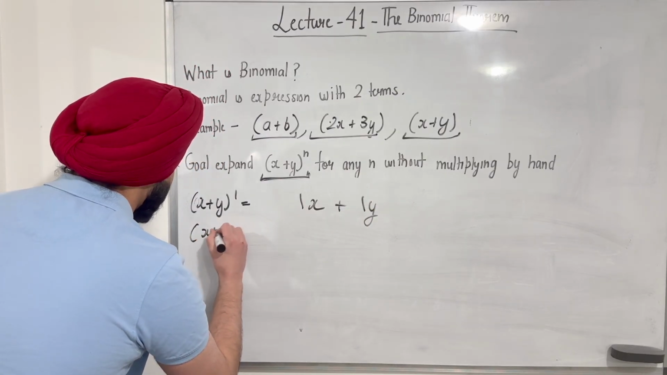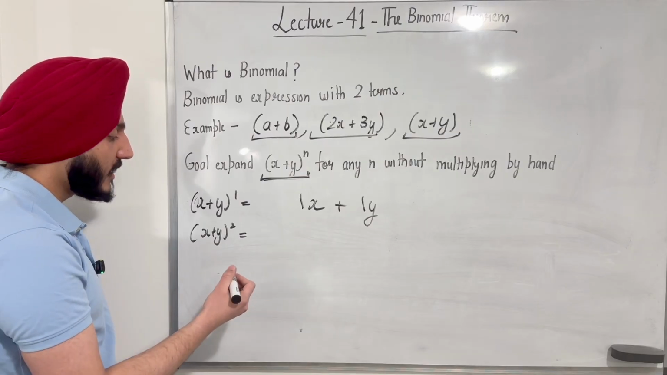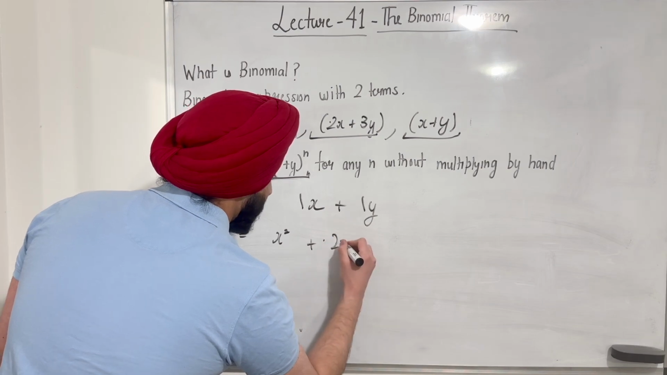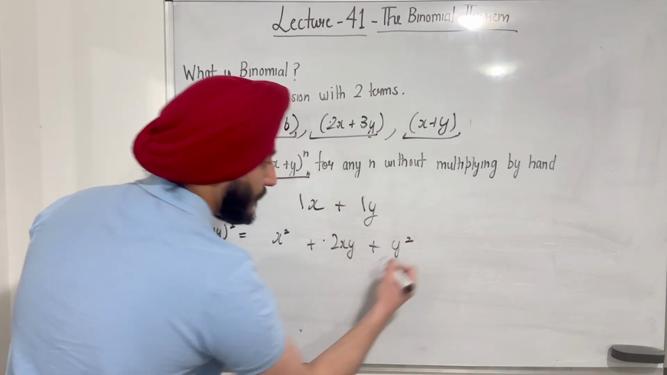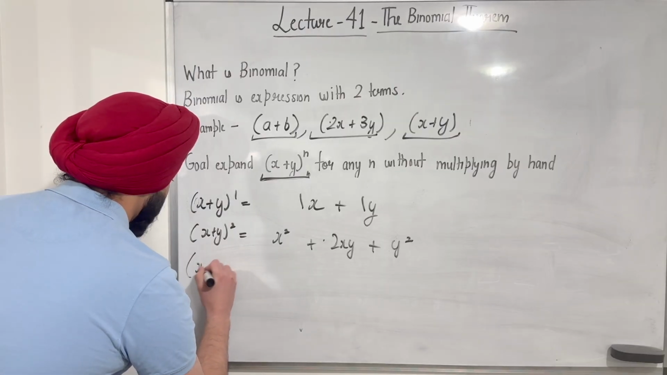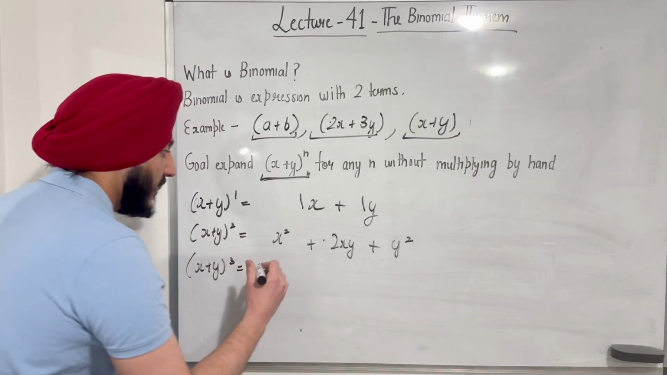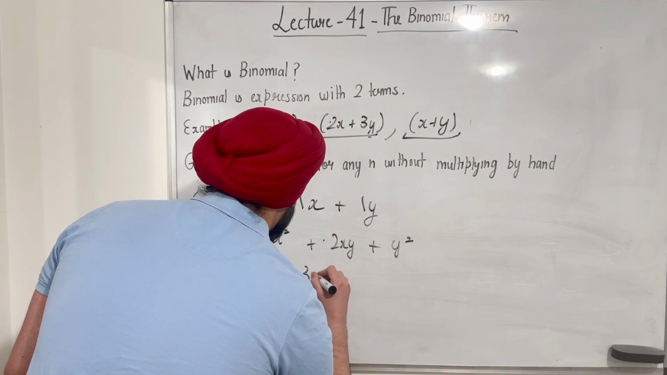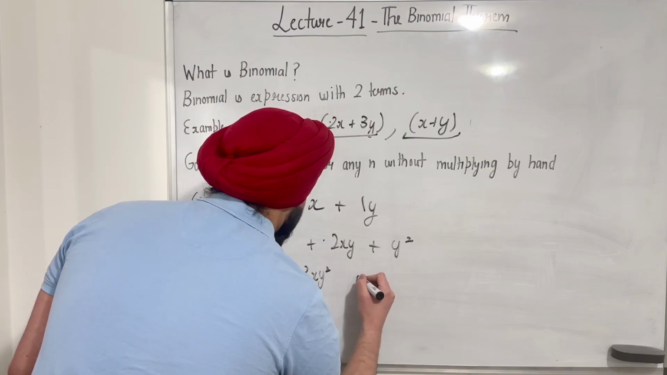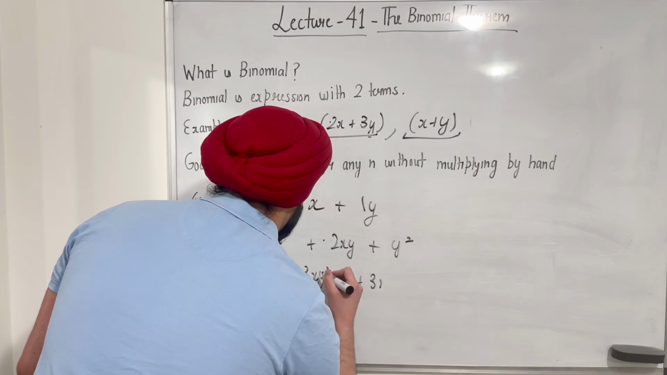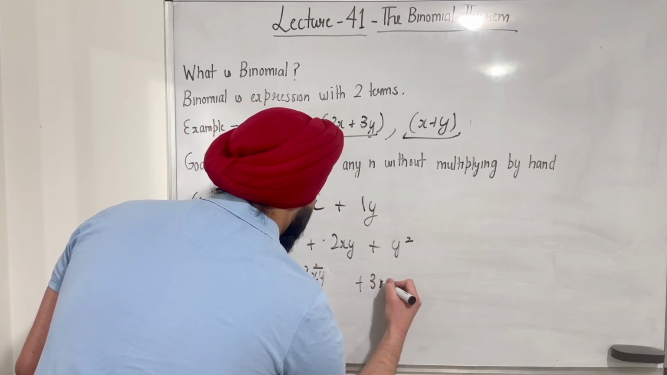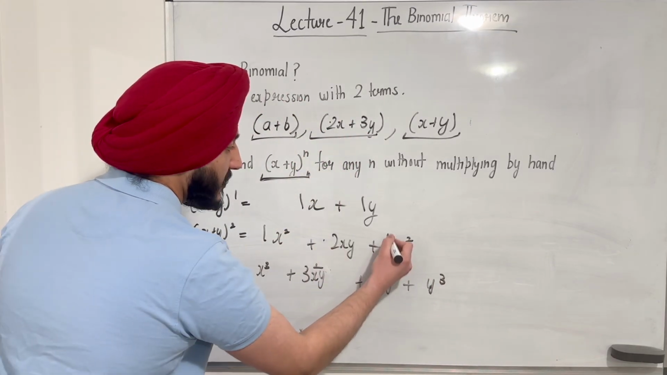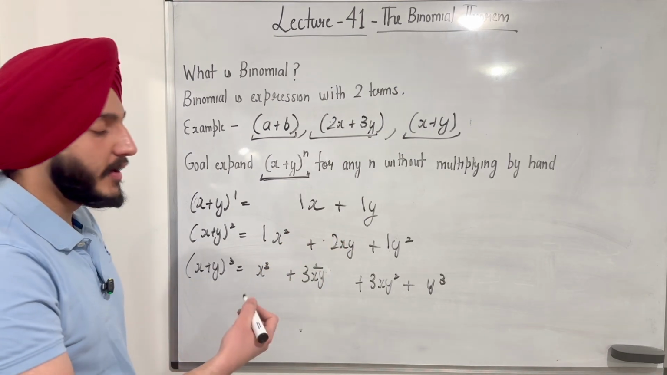Let's take a look at (x plus y) to the power of 2. In this case, it will be x squared plus 2xy plus y squared. Let's take a look at (x plus y) to the power of 3. In this case, it would be x cubed plus 3x squared y plus 3xy squared plus y cubed. This will be the third one. I'm just adding the coefficient 1 to these values, and I'll explain why.